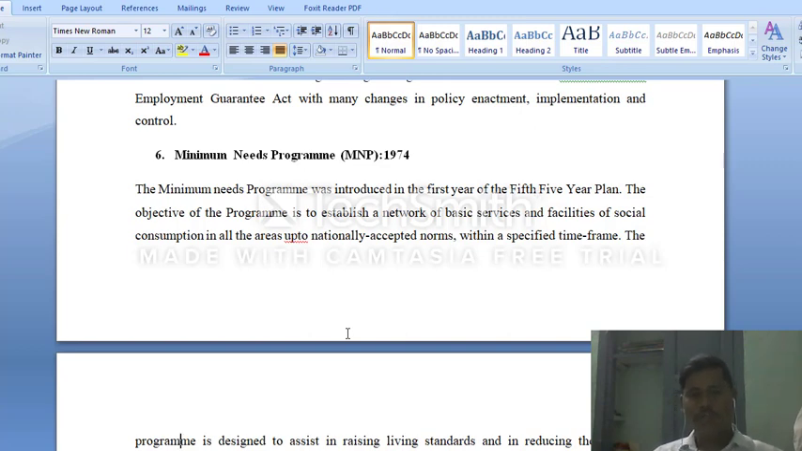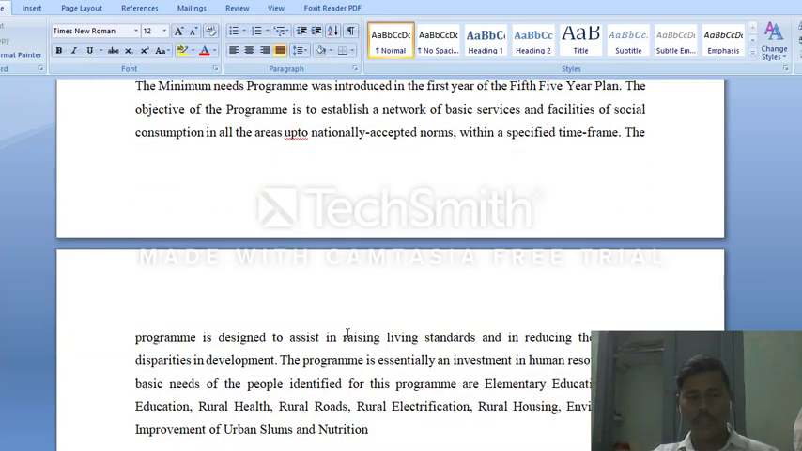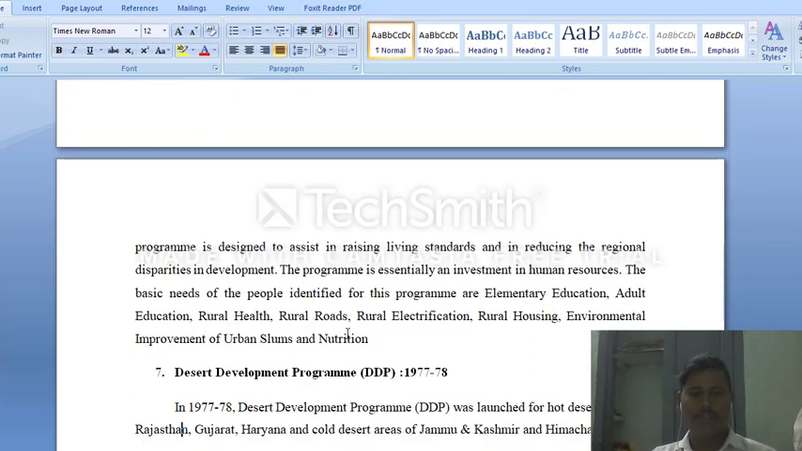The objective of the program is to establish a network of basic services and facilities of social consumption in all areas up to nationally accepted norms within a specific time frame. The program is designed to assist in raising living standards and in reducing regional disparities in development.